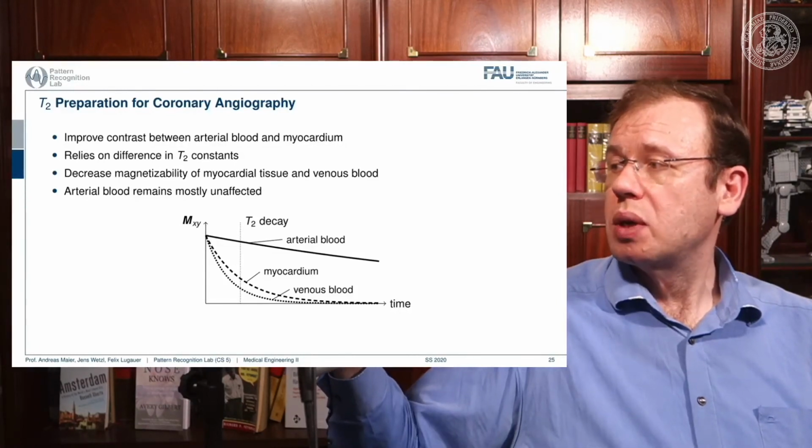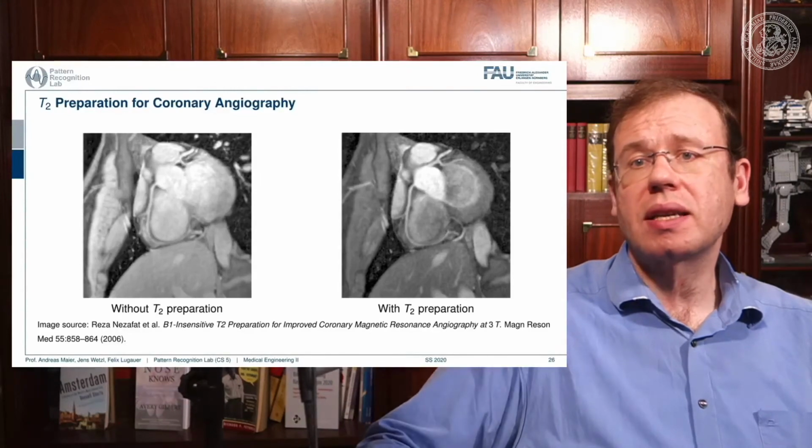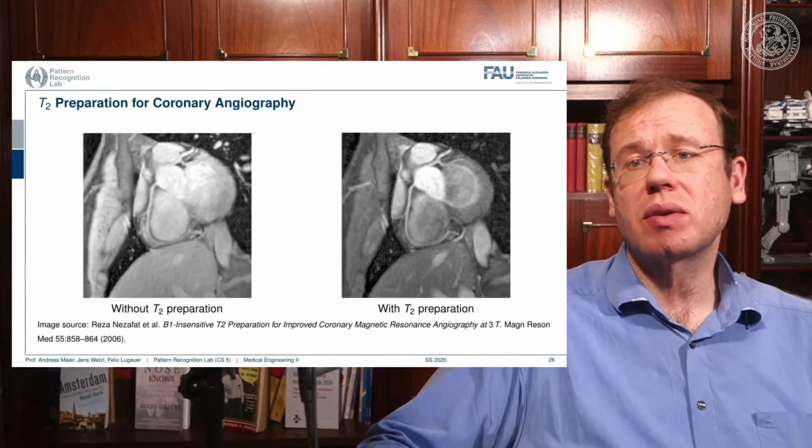Now, if you do that, then you can get images like this one. So if you have a T2 preparation pulse, you get the image on the right hand side, and if you don't do that, you get the one on the left hand side. And you see that the contrast is just much better on the right hand side, and you can really see the arteries in a very good fashion.